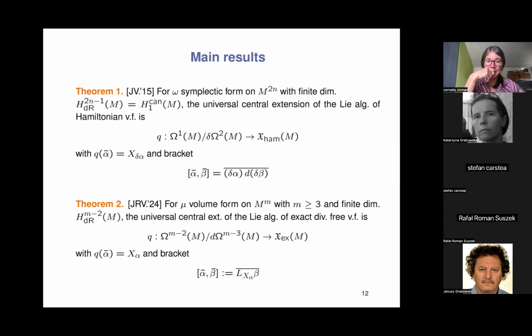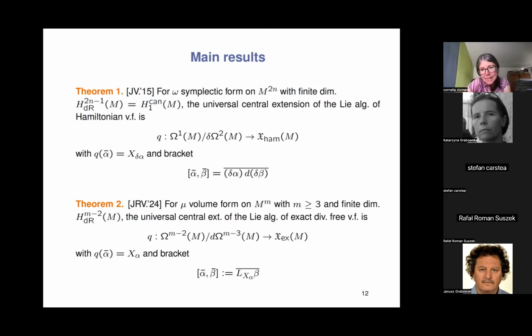And the bracket on the quotient, where alpha bar denotes a 1-form modulo delta-exact 1-forms, is of this type: f dg. Delta alpha is a function, delta beta is a function. Yes, we checked it. So the algebra is perfect, H2 of it is 0, and we get the universal central extension.